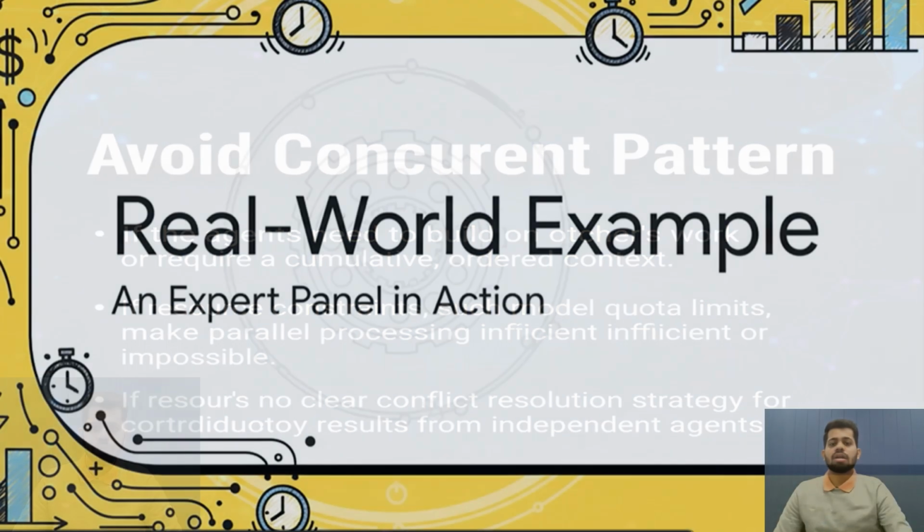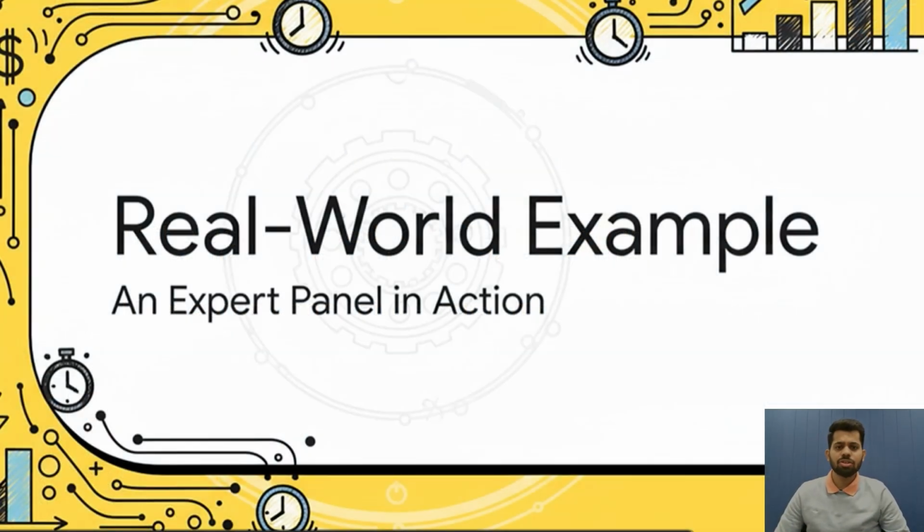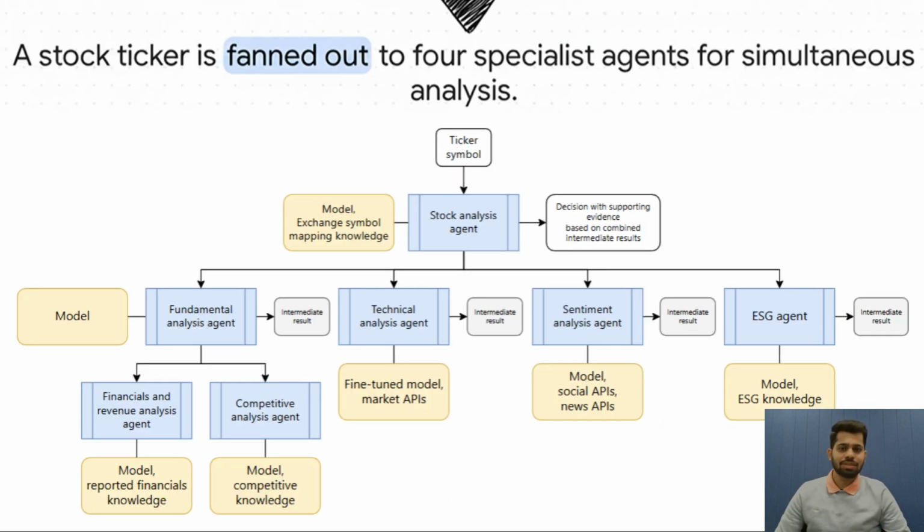Now let's see a real life example of a financial services firm that can use concurrent workflows for rapid stock evaluation. Upon receiving a ticker symbol, the system dispatches the symbol simultaneously to 4 specialized agents. First is the fundamental analysis agent, which evaluates financial and revenue trends and competitive positioning. Next is the technical analysis agent, which examines price patterns and volume indicators. And third is the sentiment analysis agent, which processes news articles and social media mentions, followed by the last, the ESG agent, which reviews sustainability risks and governance practices. These results are combined quickly to provide a comprehensive, time-sensitive investment recommendation.